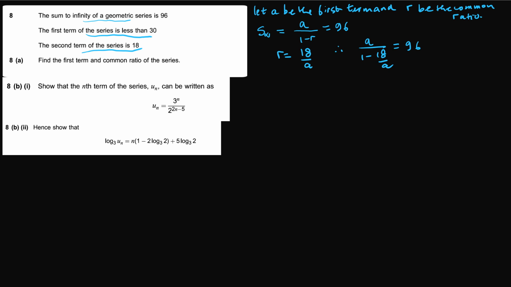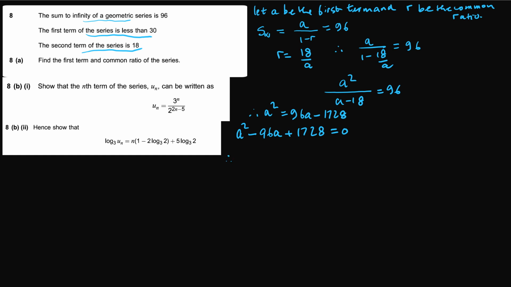And then I can write a squared over a minus 18 is equal to 96, and therefore a squared equals 96a minus 96 times 18, and that is equal to 1728. So therefore I can write a squared minus 96a plus 1728 is equal to 0.